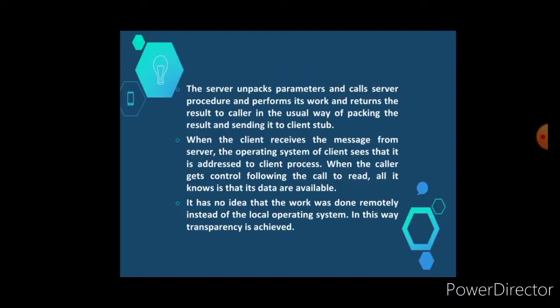client stub. When the client receives the message from the server, the operating system of the client sees that it is addressed to the client process. When the caller gets control after the call to read, it knows that its data are available. It has no idea that the work was done remotely instead of by the local operating system. In this way, transparency is achieved. That is called the transparency of the RPC model.